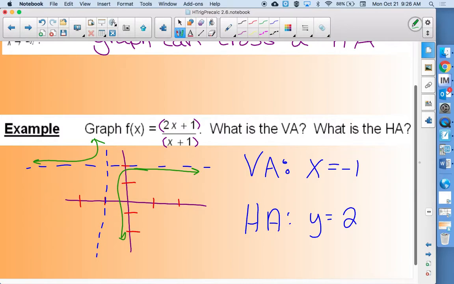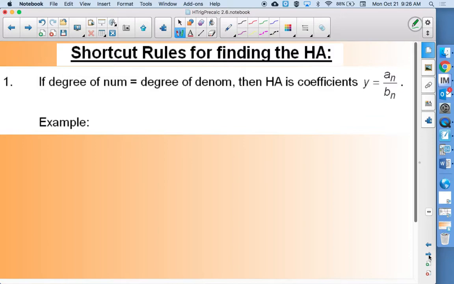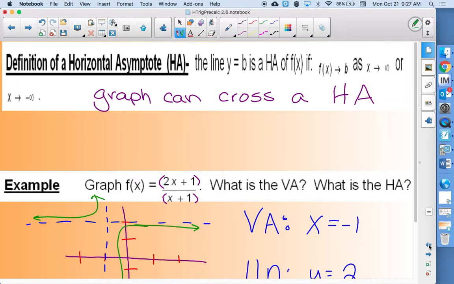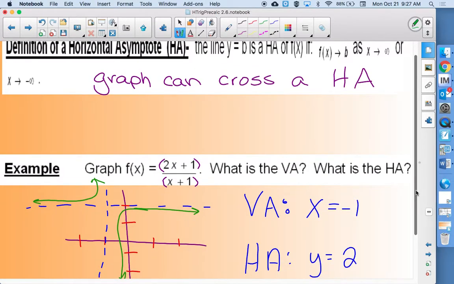So the last 3 things before we start looking at a couple of functions. There are 3 shortcuts to help us find the different horizontal asymptotes. So there's only one option, but I have 3 different reasonings why an asymptote might exist horizontally. The first one talks about the degree of the numerator being equal to the degree of the denominator. And that's this example right here. So the power on the top is the same as the power on the bottom. Remember that degree is the power of your largest x.